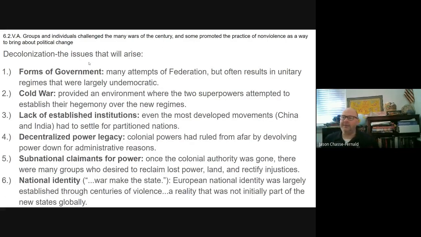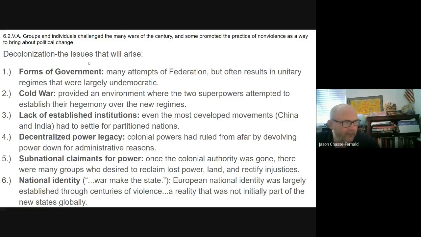All right, decolonization. What are some of the common categories of analysis, kind of issues that arise? Form of government. You're going to see a lot of countries will advocate self-determination and democracy, and division of power between centralized states and the local authorities, like a federation. At the end of the day, you're often going to find unitary regimes that are largely autocratic, right?